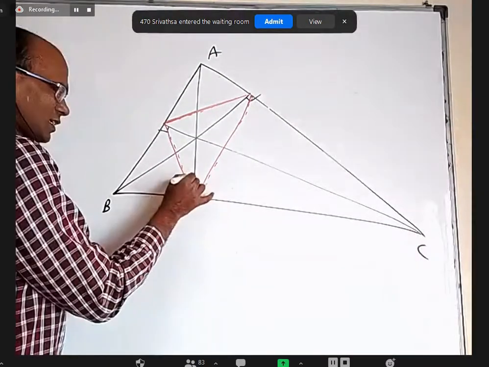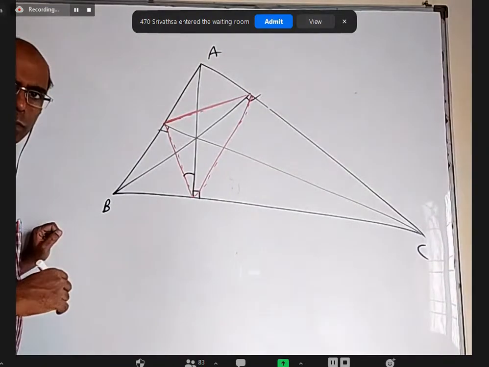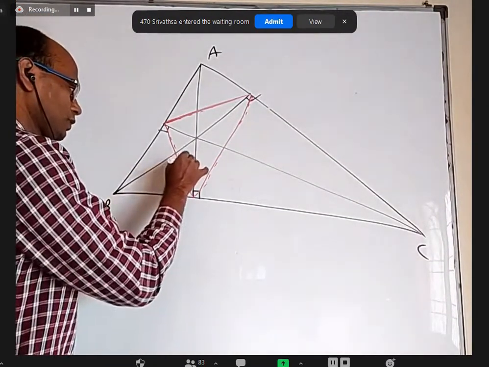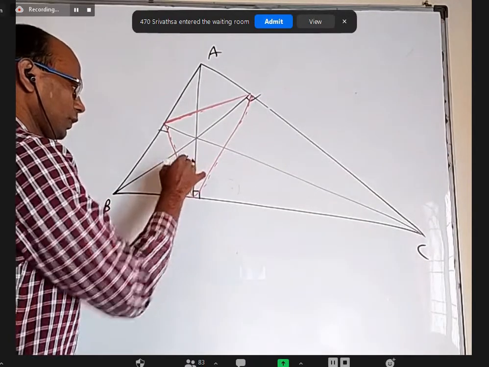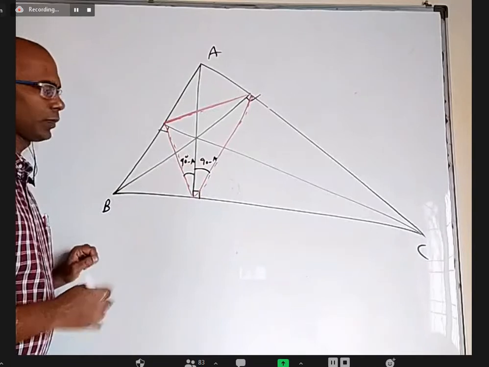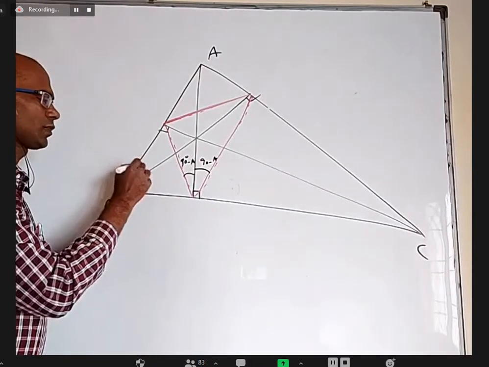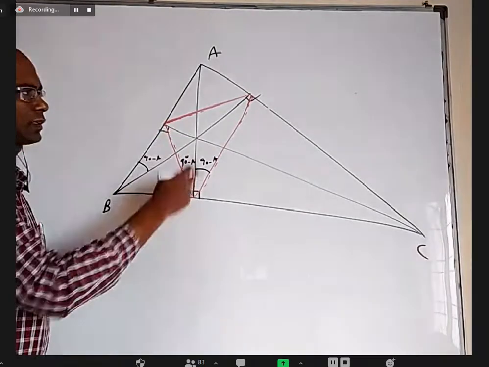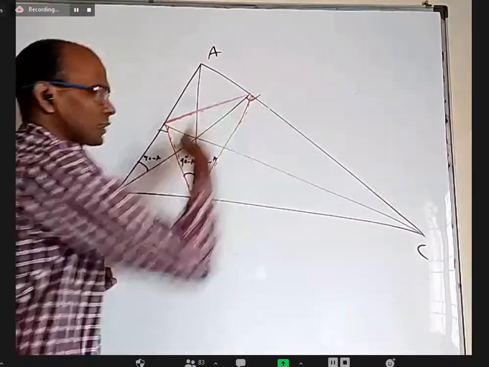Last class, what is this angle we got? 90 minus A. Okay, this is 90 minus A. This also will come 90 minus A, because earlier we proved these two angles are equal, where this is 90 minus A. That is because these four are concyclic. Even these four are also concyclic.